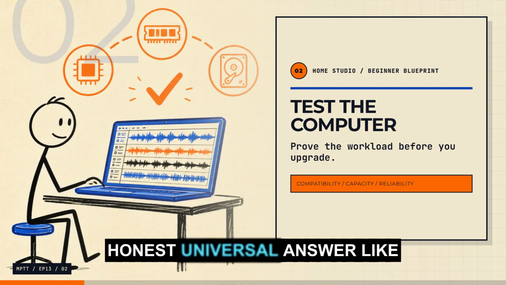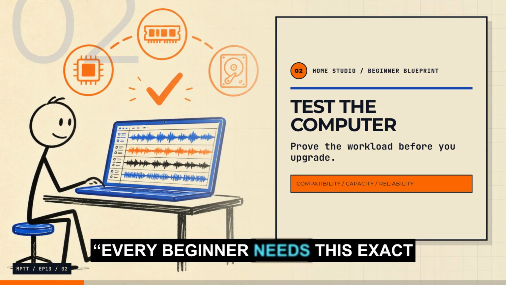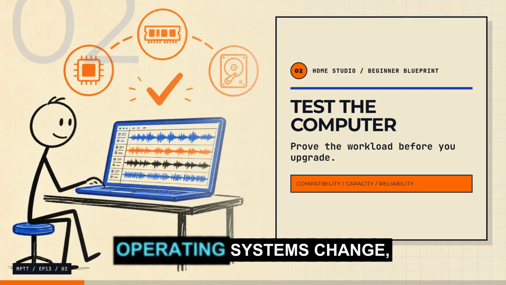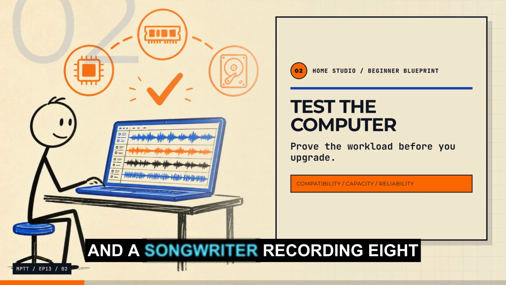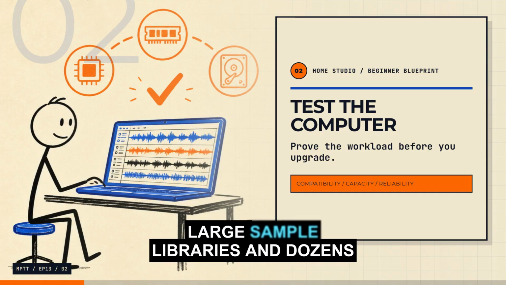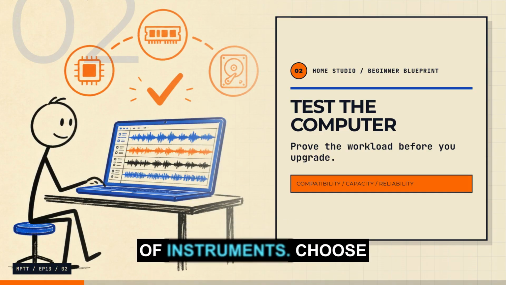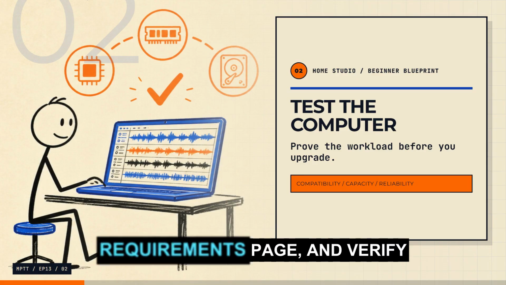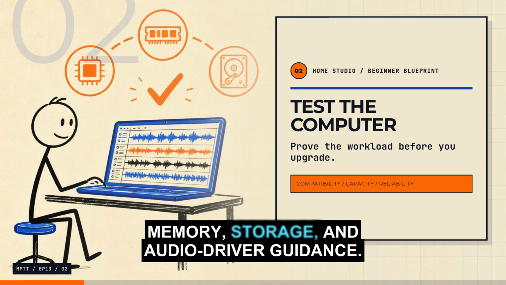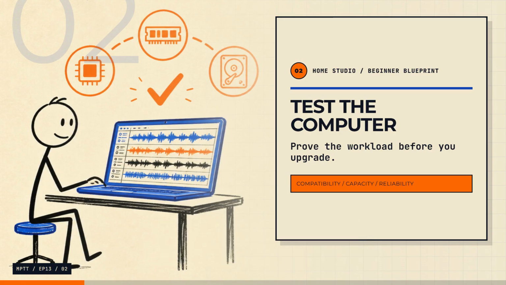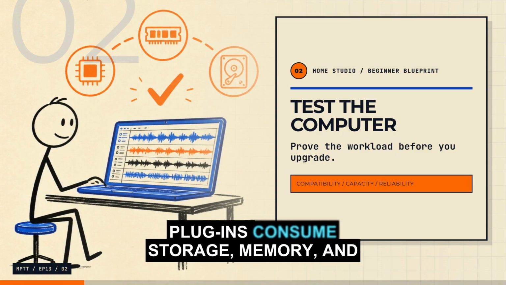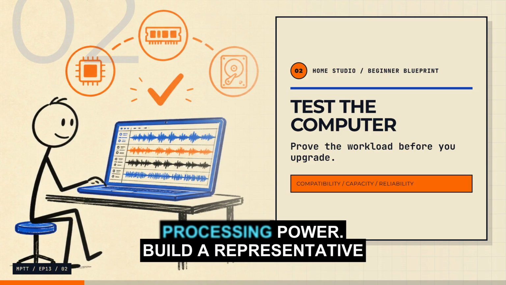There is no honest universal answer like, every beginner needs this exact processor and this much memory. DAW requirements change, operating systems change, and a songwriter recording 8 audio tracks has a different workload from a producer running large sample libraries and dozens of instruments. Choose a DAW, open its current requirements page, and verify operating system, processor support, memory, storage, and audio driver guidance. Think beyond the minimum, because audio files, sound libraries, and plugins consume storage, memory, and processing power.